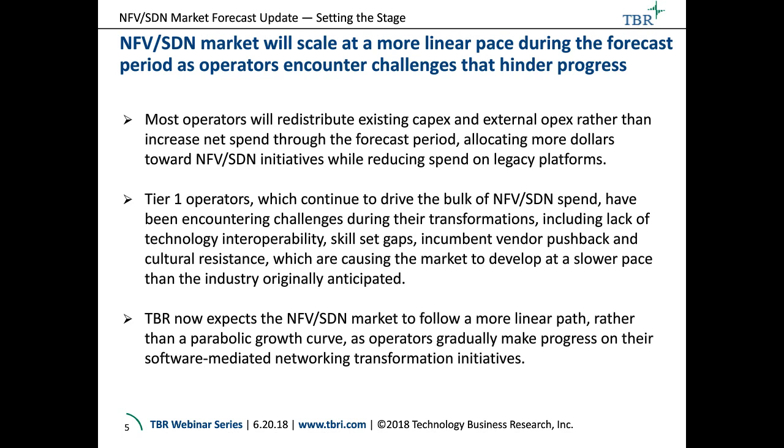And we did take down our forecast, the rate of the ramp. We did tone it down a little bit. But we do expect the growth to follow a more linear path rather than a parabolic growth curve as operators gradually make progress on their software-mediated networking transformation initiatives. So, with this as a backdrop, let's look at some of the numbers.